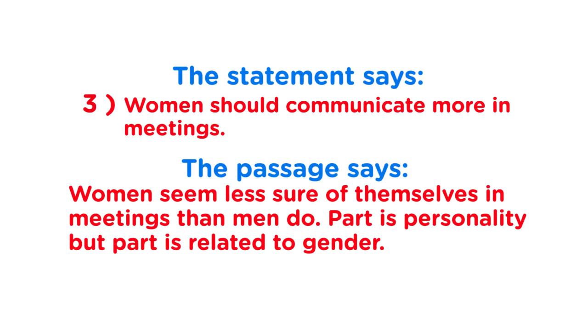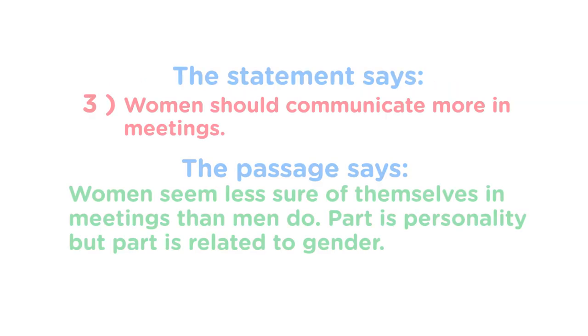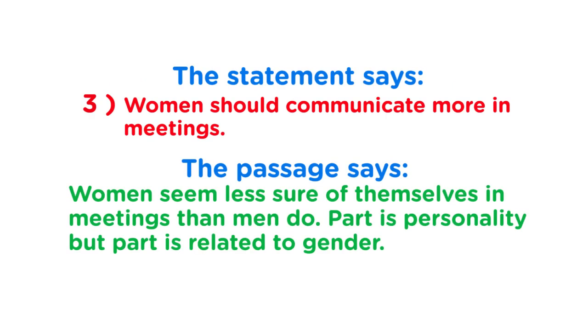Number 3. Read the statement and the passage and answer yes, no, or not given. Is there any information on this statement? No. The writer makes an observation about women's behavior in meetings, but does not make a suggestion about what they should do. So there's no information on this. That's why the answer is not given.